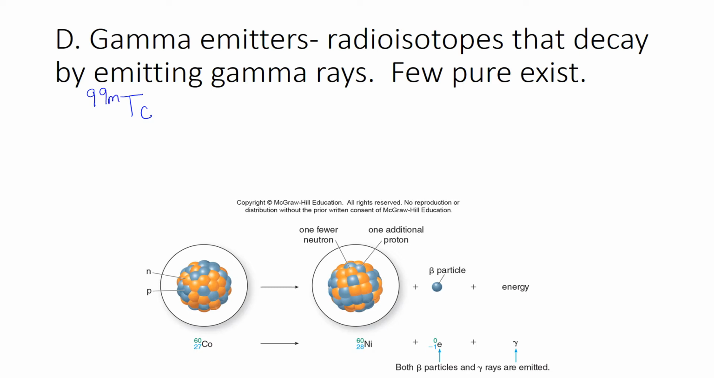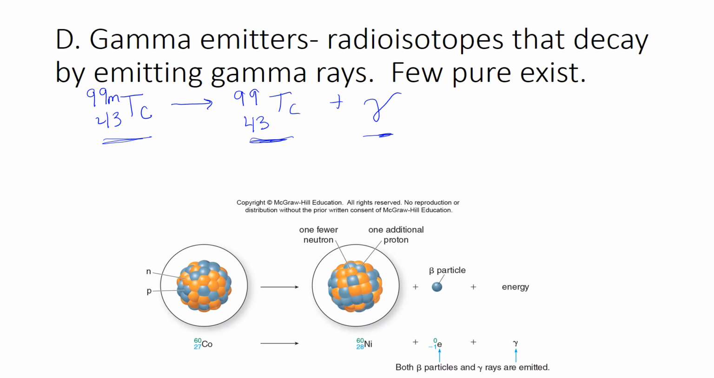technetium-99m, which is widely used in medical imaging. And when technetium-99m decays, we don't lose protons, we don't lose neutrons, electrons, nothing changes in it other than we lose gamma radiation or a gamma ray. So we're losing pure energy in the form of a gamma ray. We have changed nothing about technetium except that it's going from a more highly energetic state to a more stable state now that it's lost that gamma radiation.